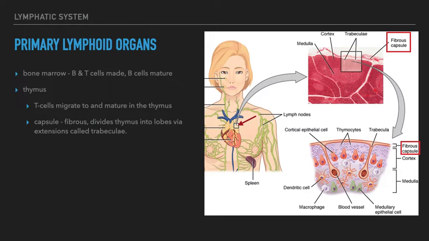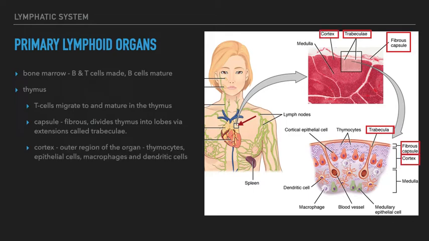So on the outside, we see here this fibrous capsule that I've just highlighted. Now that connective tissue capsule further divides the thymus into lobules via extensions called trabeculae. And you can see the capsule, or that connective tissue, diving into the thymus, and that's those trabeculae. The outer region of the thymus, below the capsule, is the cortex.